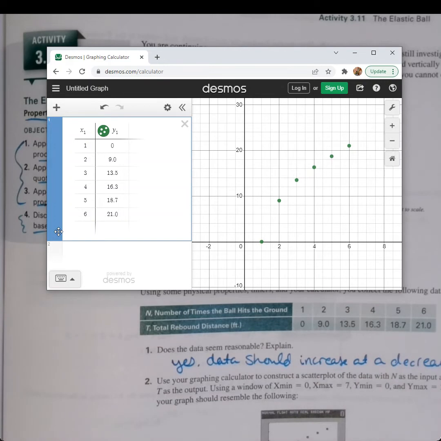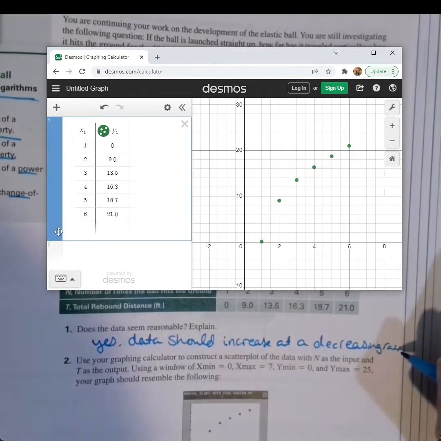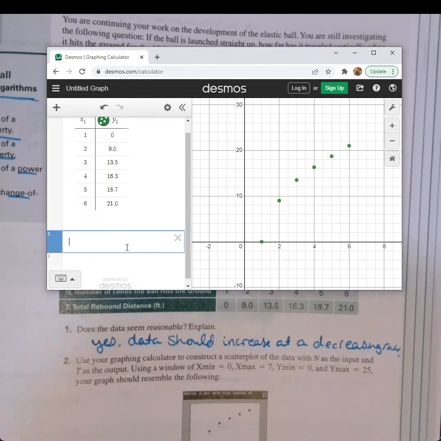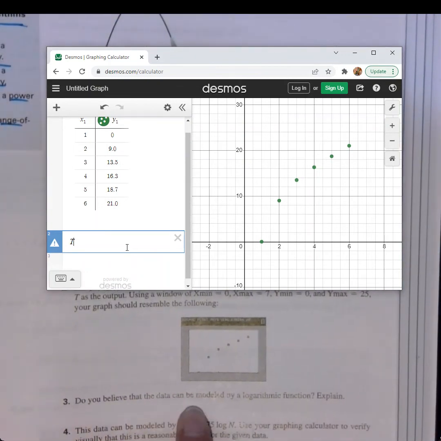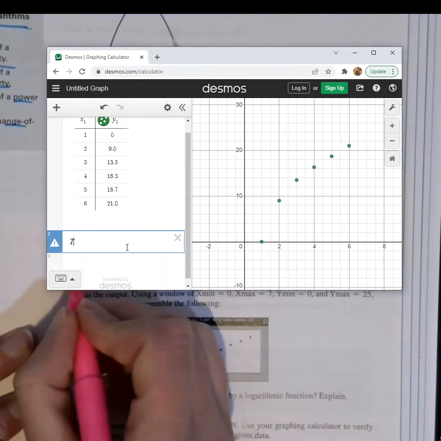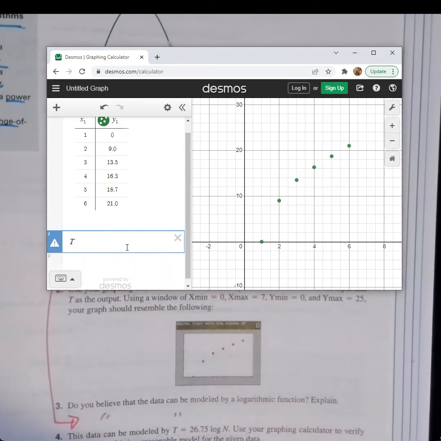Okay, increase at a decreasing rate. There we go. Now, instead of doing a regression to find the equation here, they've given me a model to test out. I should read number 3. Do you believe the data can be modeled by a logarithmic function? Mimic what we said below. Yes, because it's increasing at a decreasing rate. Okay, then they gave us this model down here.